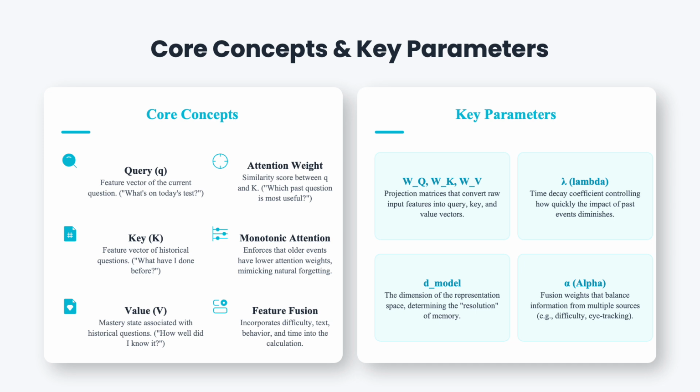Key parameters. D. Dimension. Think of this as the richness of the description. A higher dimension means we can capture more nuanced details about each exercise and concept. Q. Query. This is the question the model asks about the current exercise. What do I need to know to solve this? K. Key. These are the tags or keywords attached to all the previous exercises and concepts. V. Value. This is the actual content or knowledge associated with each of those past keys.